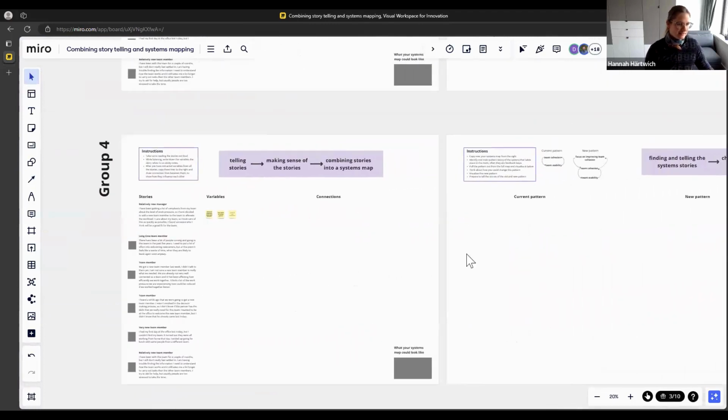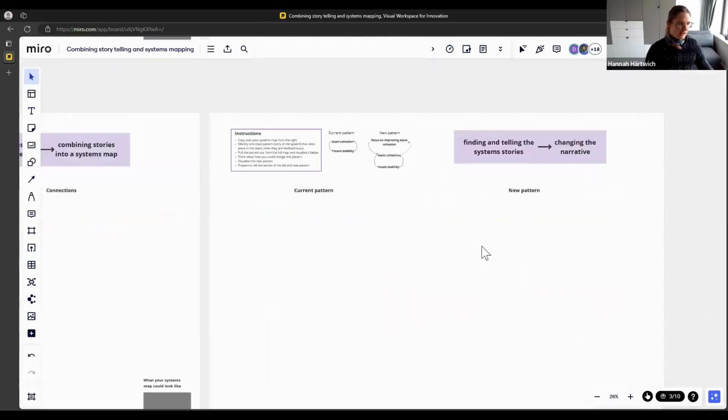And then in the second breakout room, we will look at how we can find, going from very specific stories from individual people, the overlying system stories. And from there, how can we actually change the narrative?